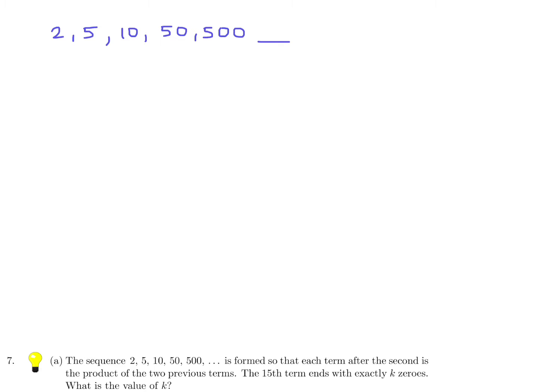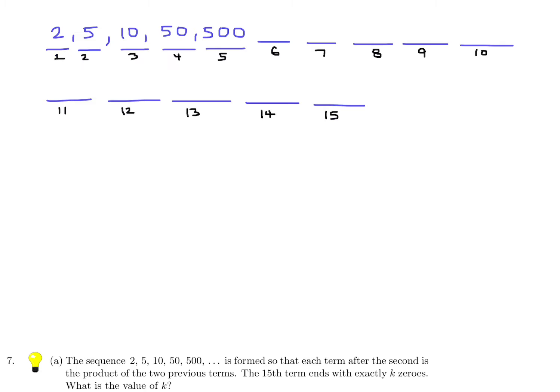Now we have to figure out the 15th term, so 6, 7, 8, 9, 10, 11, 12, 13, 14, 15. So I'll just label those. Now we have to apply this rule that each term is the product of the previous two terms. But instead of writing all these numbers out, the numbers are going to get very, very big, right? I'm just going to keep it simple. How am I going to keep it simple? I'm going to let A equal 2 and B equal 5. Just keep it simple like that, and it won't get confusing.